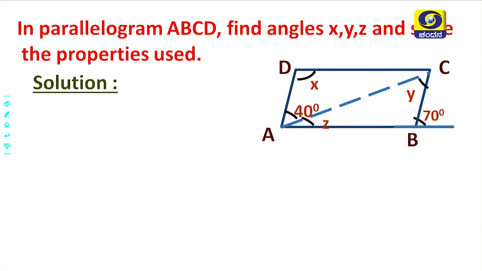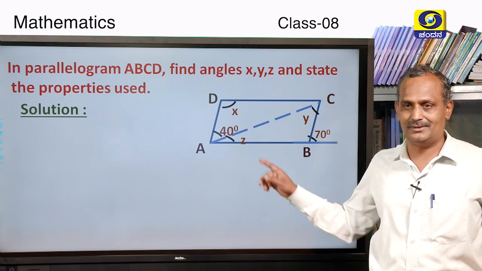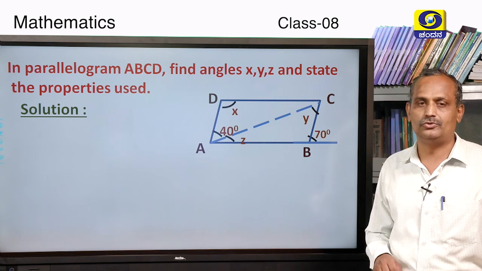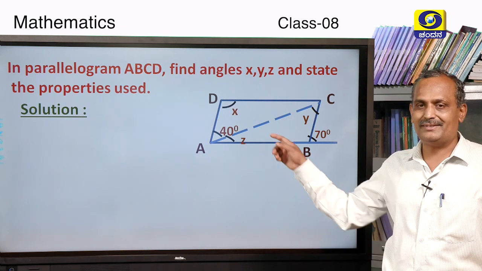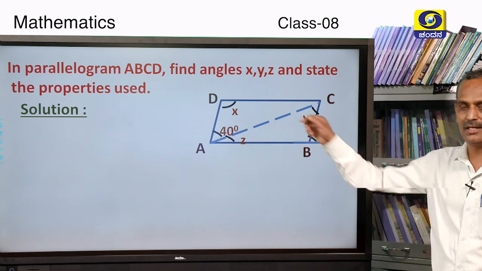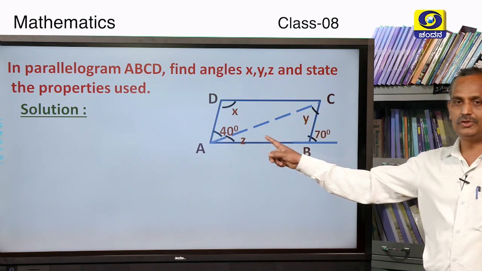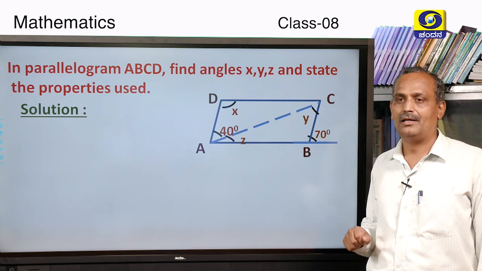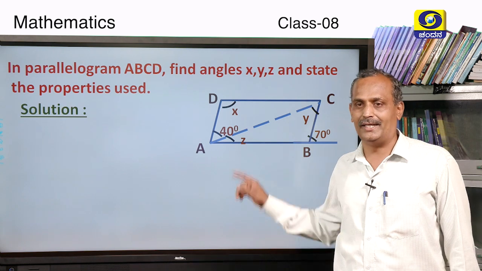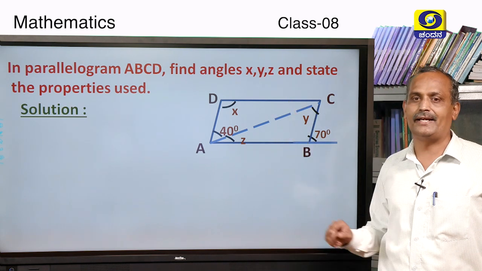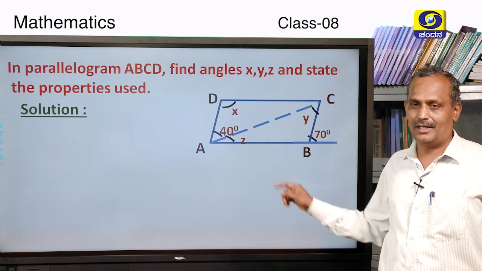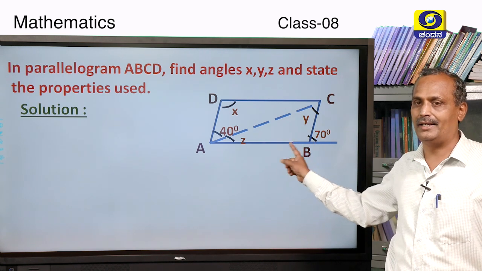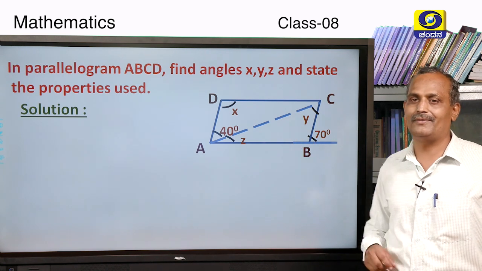In parallelogram ABCD, find angles X, Y, Z and state the property used. So, ABCD is the parallelogram here. It is shown in this is 40 degree and this is 70 degree. In the axiom itself, we have studied BC is the ray standing on line AB. Therefore, if external angle is 70 degree, the inner angle should be 130 degree.